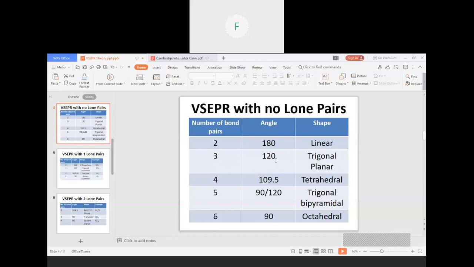Okay. Tomorrow we are going to have an exercise for this. After you draw the dot and cross diagram, then we will have an exercise for VSEPR.